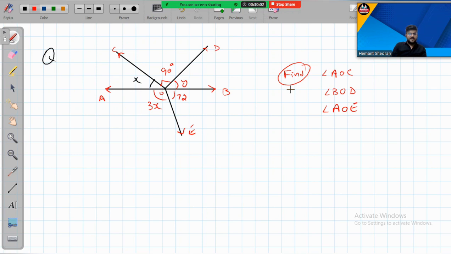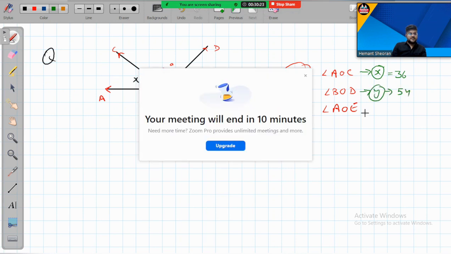So how much are you having? So AOC was X, 36. So they are just asking X. How much is X? 36. Perfect. Then BOD is how much? That is 54. So you got Y as 54. I think this is also correct.